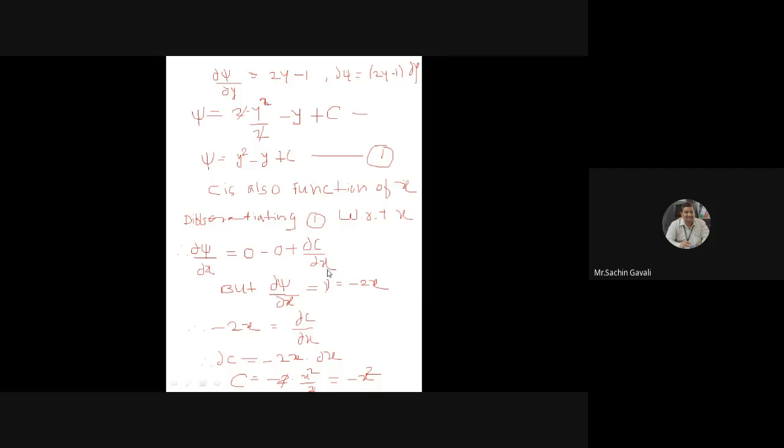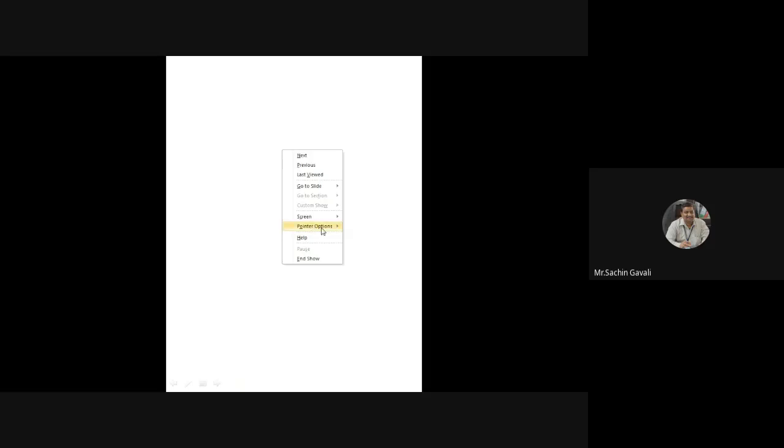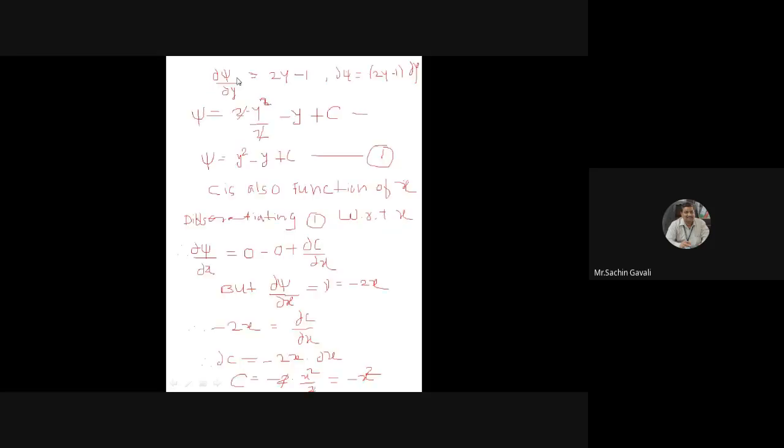Therefore, take differentiation with respect to only x. Okay. So therefore, c is equal to minus x square. Now we have to put it into psi. Therefore, psi is equal to y square, sorry, y square minus y minus x square. So this is the function of psi.